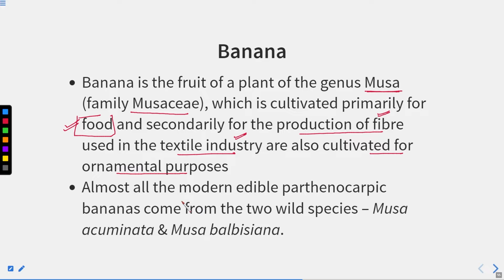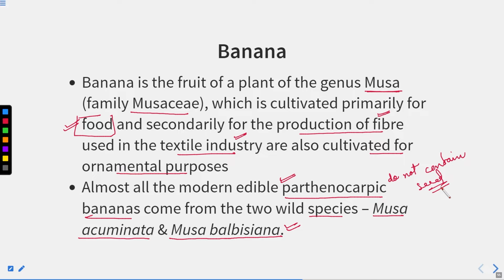Almost all the modern edible parthenocarpic bananas come from two wild species, Musa acuminata and Musa balbisiana. These are the two species from which we get parthenocarpic fruit. A parthenocarpic banana is a banana that does not contain any seed. You must have observed that bananas generally do not have seed, and if seeds are present, then also they are not viable.